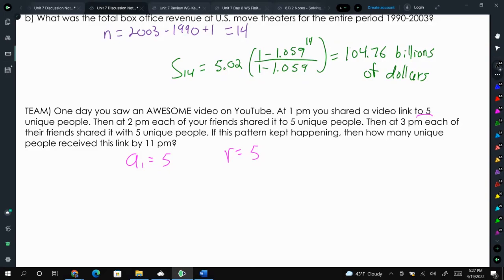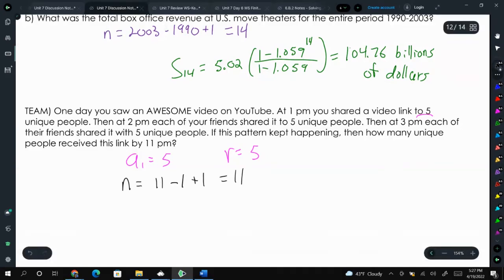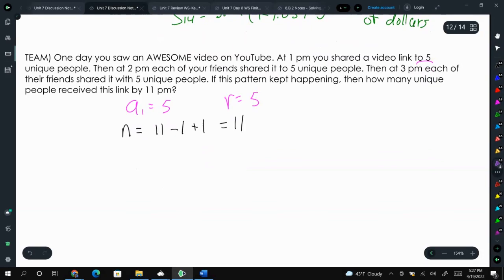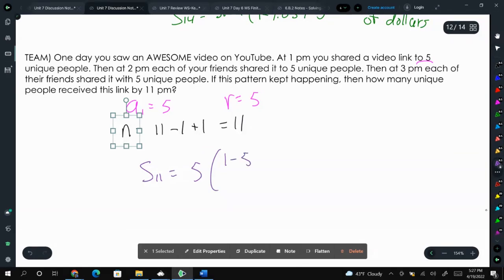Okay, so now I have the a value, I have the r value, I need n. So I go from 1 p.m. to 11 p.m. So my upper limit would be 11, minus 1 plus 1 would be 11. So now I can use that formula. S of 11 equals 5, and then parentheses 1 minus 5 raised to the 11th power over 1 minus 5.